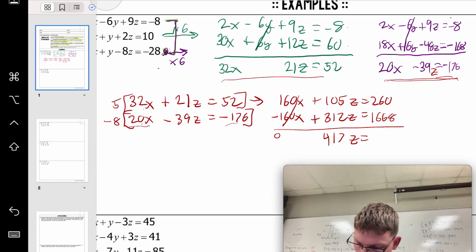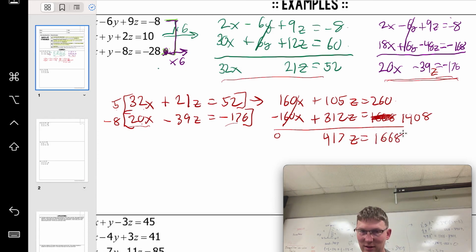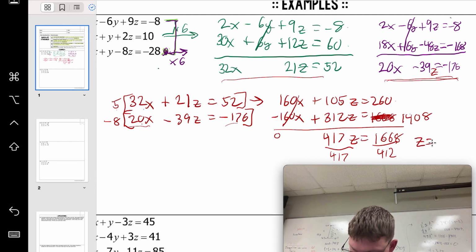Actually, I messed up again. That is not the right number. That number should be 1408. Sorry for the mistake. Anyway, when you add these two numbers, that's where you'll get the 1668. So then from there, you divide both sides by the 417. And then you will have z equals 4. Oh my gosh.